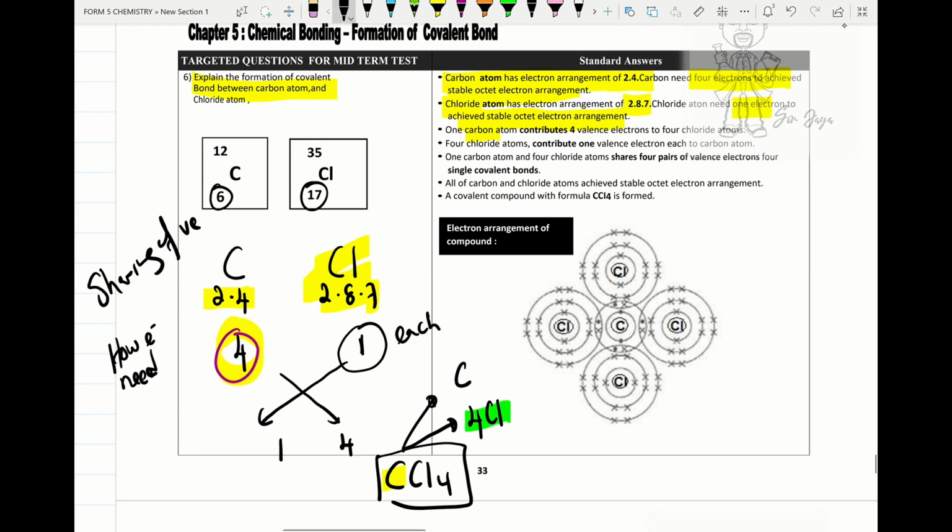So next point, 1 carbon atom and 4 chlorine atoms share how many pairs of valence electrons? Please check here, 1 pair, 2 pairs, 3 pairs, 4 pairs. 4 pairs of valence electrons and form 4 single covalent bonds. So here all carbon atom and chlorine atoms have achieved stable octet electron arrangement. A covalent compound with the formula of CCl4 is formed.